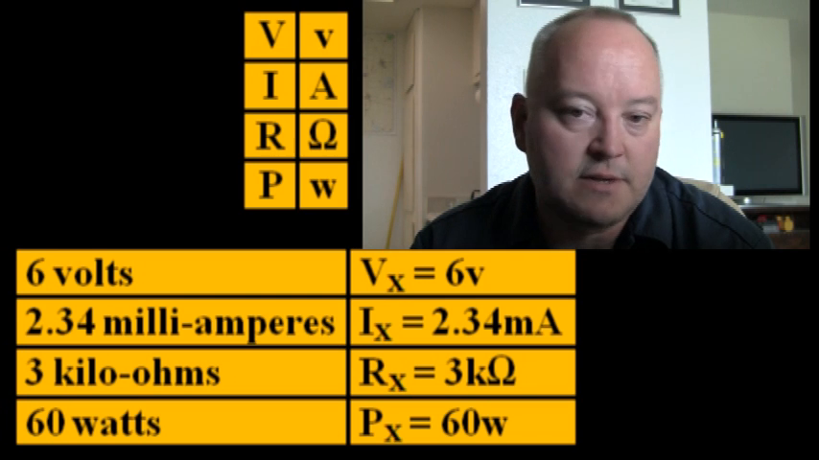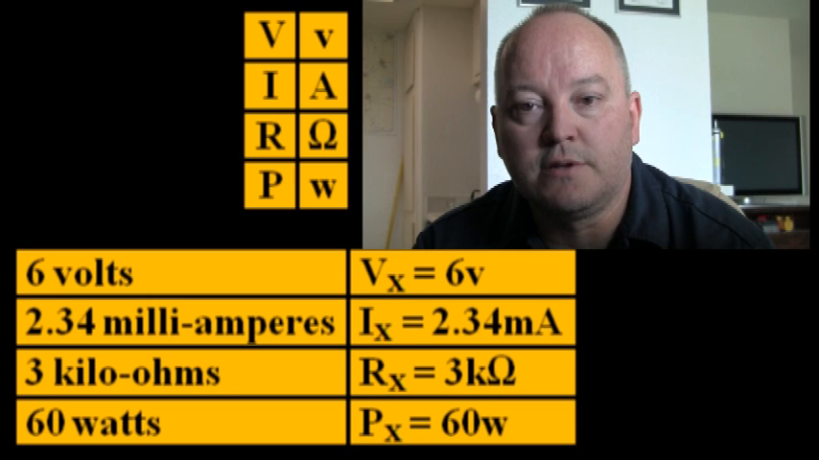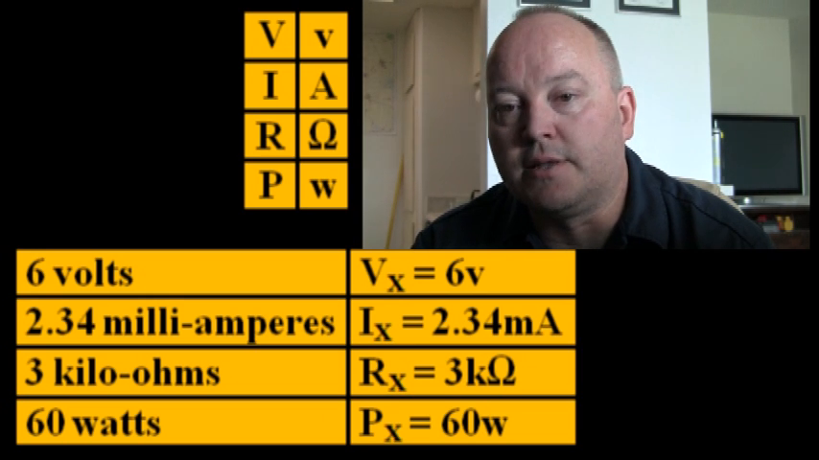So go to the top again, we got one left. We got the quantity P, which stands for power, and the unit for power is the watt, and that's the small w.